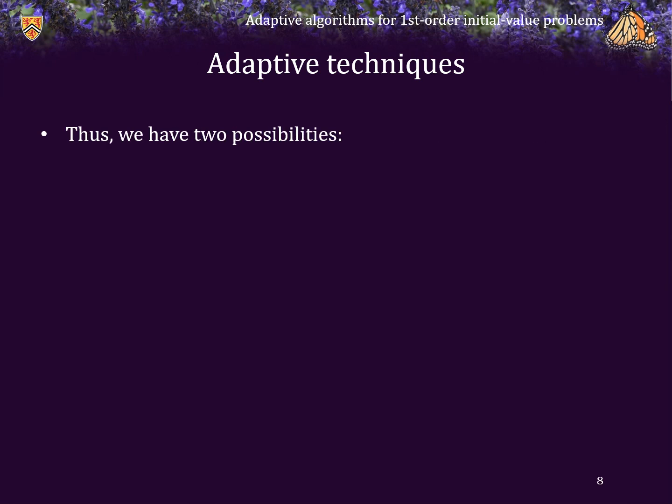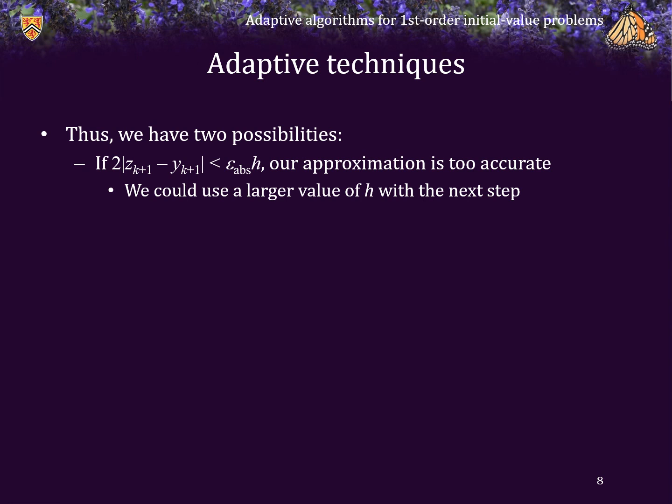All right, therefore, we have two possibilities now. The first possibility is that this estimator of the error is less than the absolute epsilon times h. What this says is our approximation is actually too accurate. Okay, that's not bad. We might as well keep the value. But this also says that our step size is too small. Therefore, we could actually use a larger value of h with the next step.